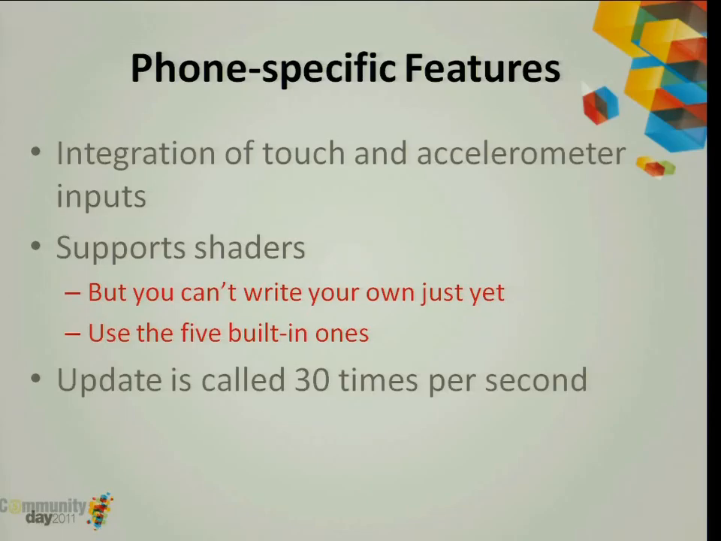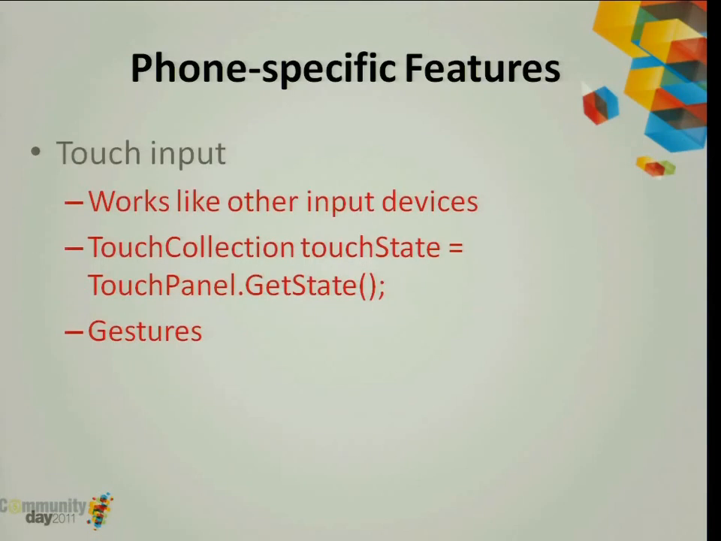Another thing that's very different from XNA on PC is that the update on phone is called 30 times per second, while on PC you update 60 times per second, which is mostly done for games. But most of you won't notice that when building for phone.